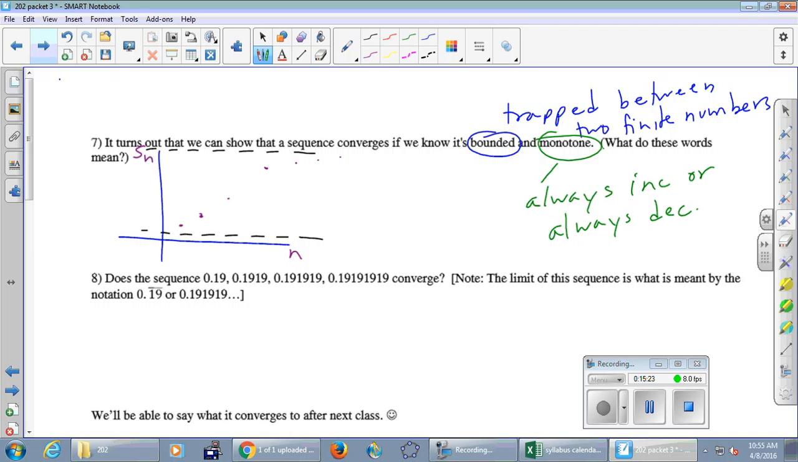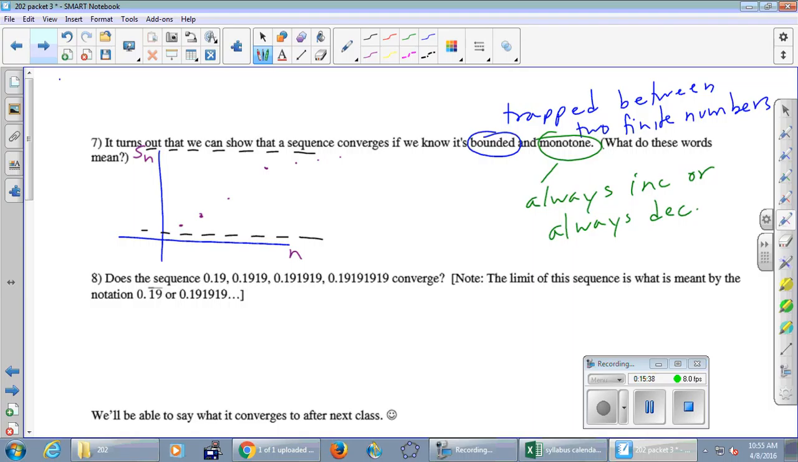So number 8 allows us to use this theorem. Does the sequence, first number in the list is 0.19, second number in the list is 0.1919, third number is 0.191919, forever? If we continue that sequence forever, I want to know, does it converge?